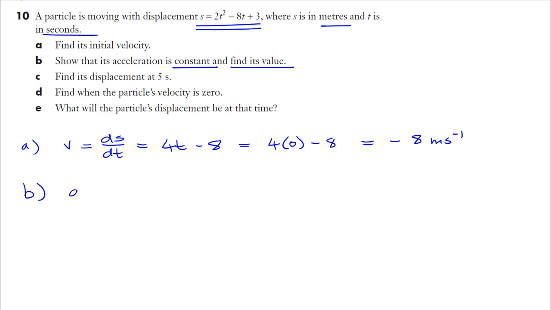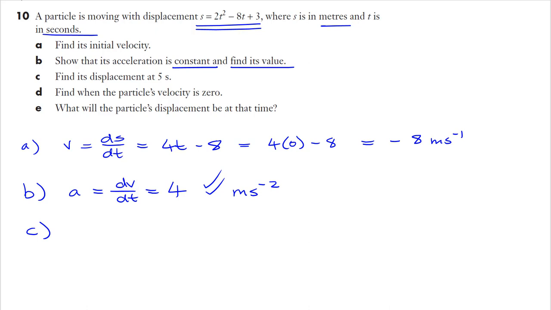Part B, show that its acceleration is constant and find its value. That's pretty easy to do. a is equal to dv/dt, and the derivative of this function here would simply be 4. Show that it's a constant, well, we've done that, and find its value. And if we wanted to, we probably should be writing that as meters per second squared, or meters per second to the power of minus 2.